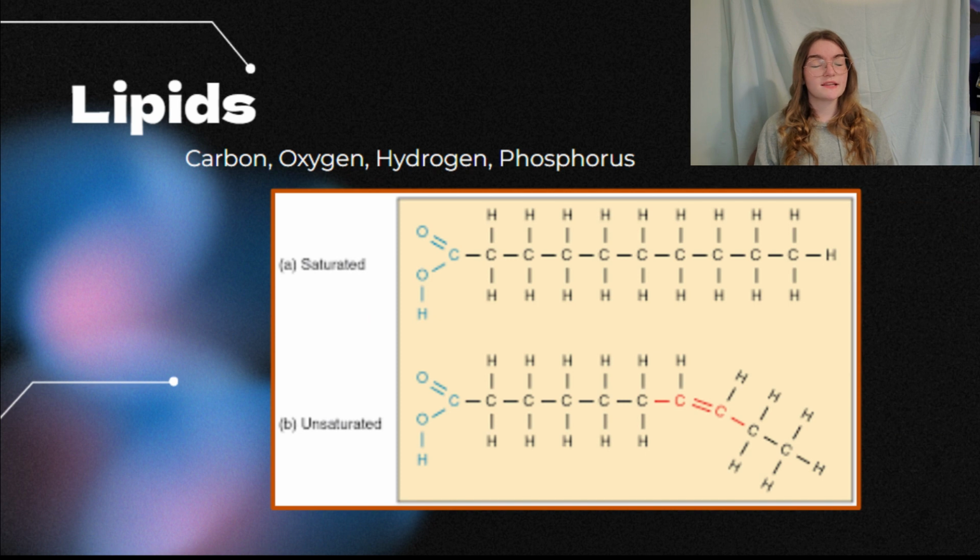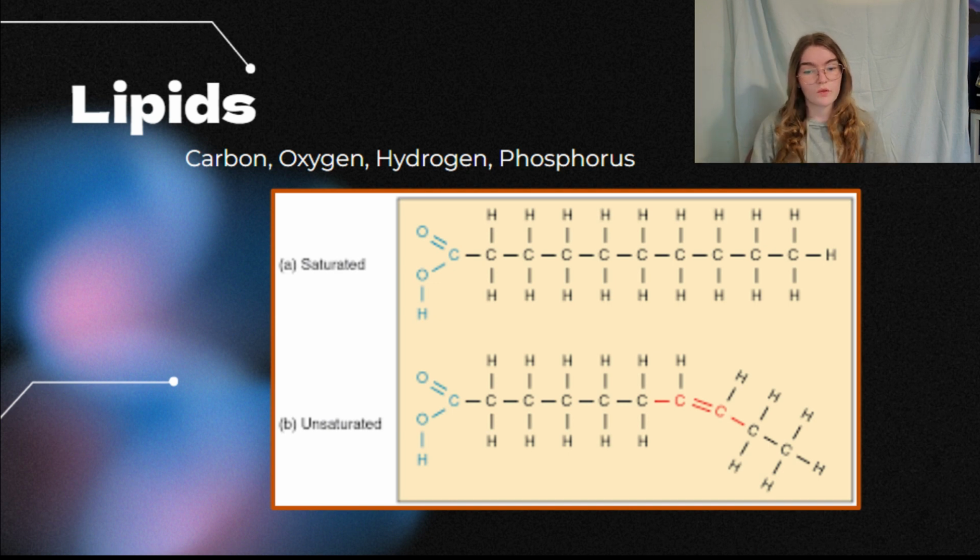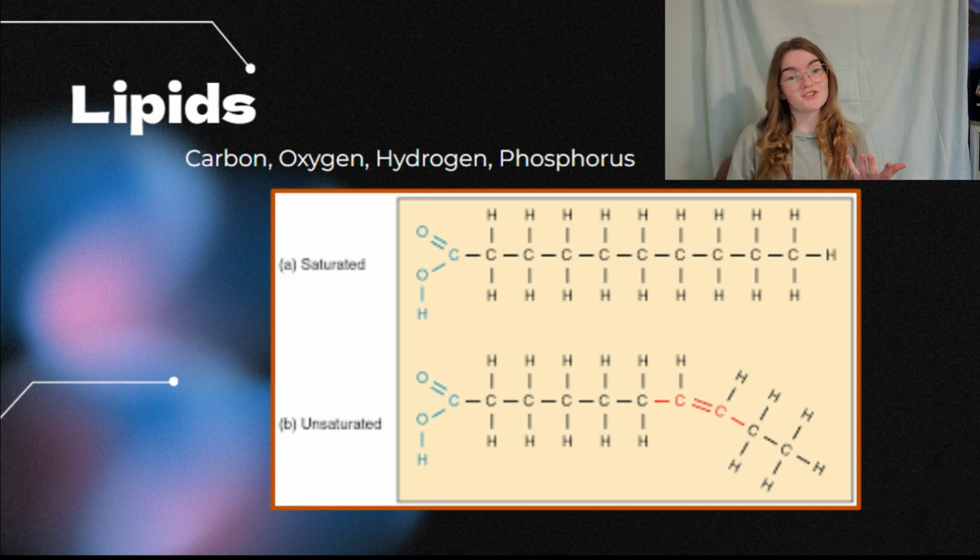Next up, lipids. Lipids are comprised of carbon, oxygen, hydrogen, and phosphorus. Lipids are most often used to store large amounts of energy and to form boundaries around cells known as membranes. What you need to know about lipids is specifically triglycerides. There is saturated and unsaturated triglycerides. You've probably heard of this as saturated fat versus unsaturated fat. Saturated fat has hydrogen. It's found in animal fats, it has a straight structure, and it is a solid at room temperature.